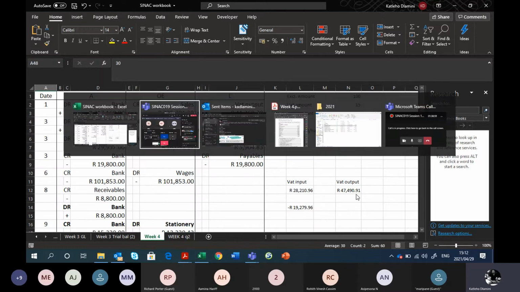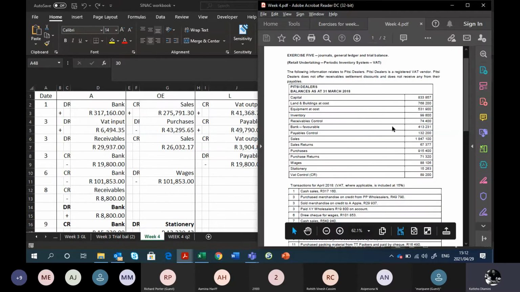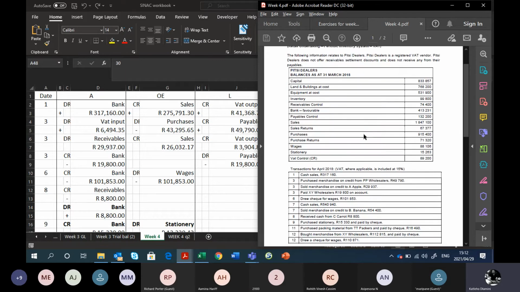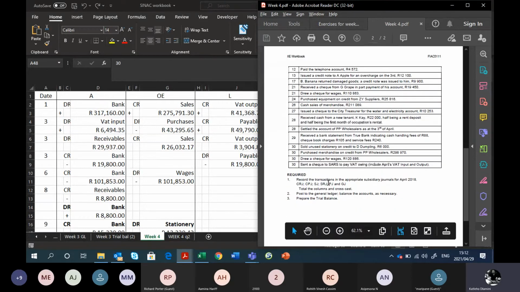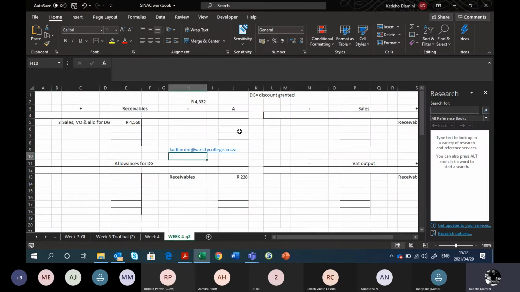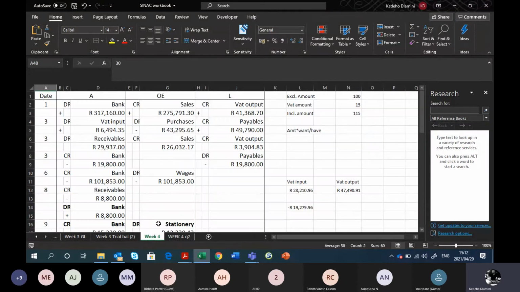All right. So where is this thing? Here we go. The following information relates to PT Dealers. PT Dealers is a registered VAT vendor. PT Dealers does not offer receivables settlement discounts, and does not receive any from their payables, okay? And then they give you the balances there, and then they give you all these transactions there. And what we're gonna do is, instead of recording these into the appropriate accounts, we're just going to do the accounting equation, okay? So then question 2 will be T accounts, the next thing. Okay.